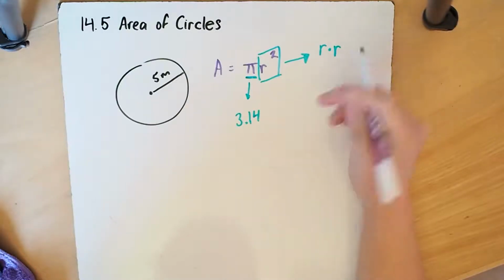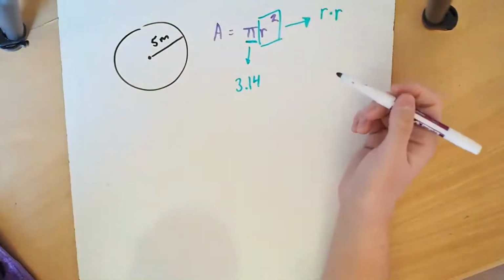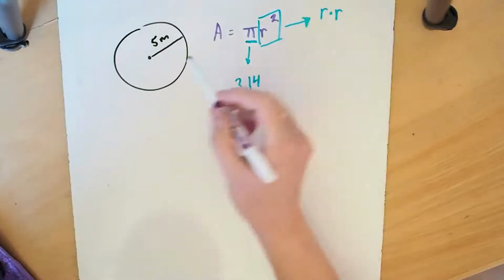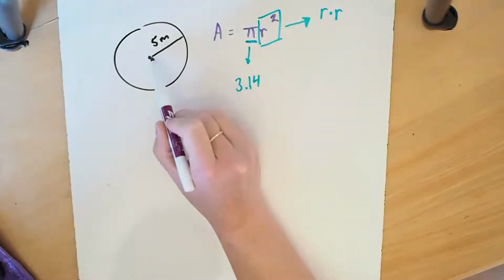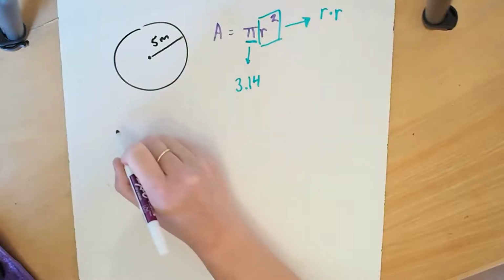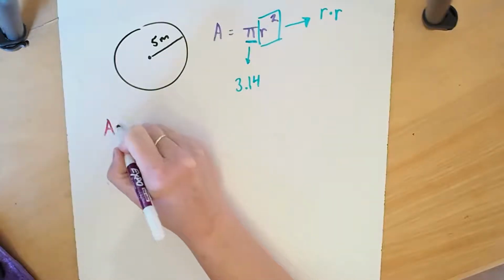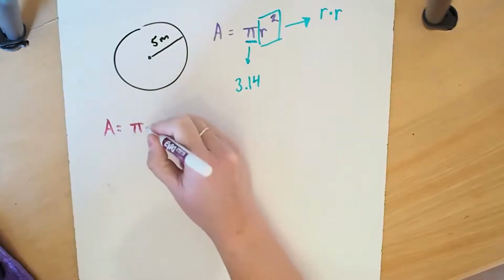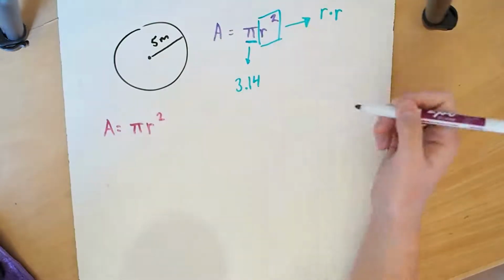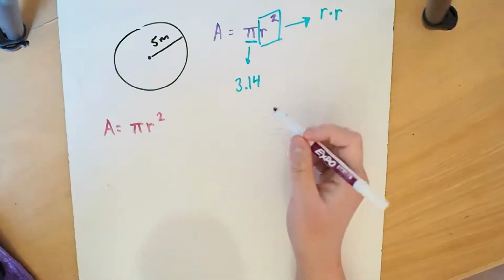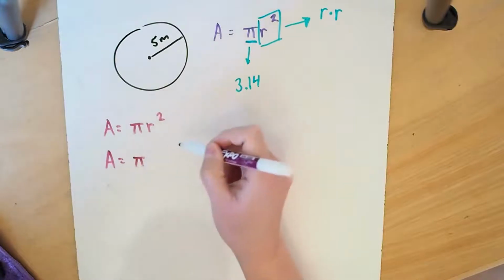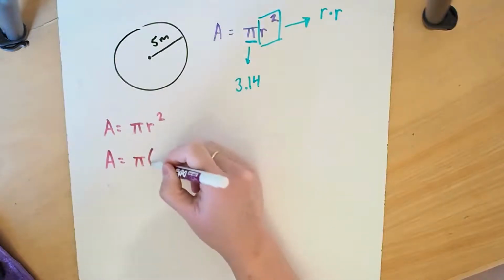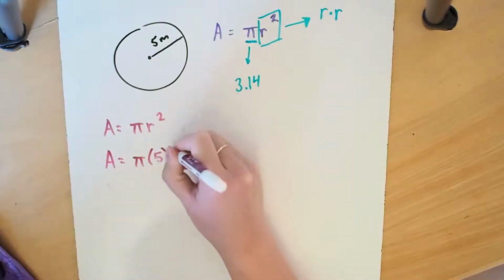Let me show you how that works. For this particular circle, r, representing the radius, or the distance halfway across the circle, is 5. So the first thing we're going to do is simply write our formula. Area equals pi times r squared. All we have to do then is plug in what we know. We already know that our radius is 5 meters, so I put in parentheses 5 squared.